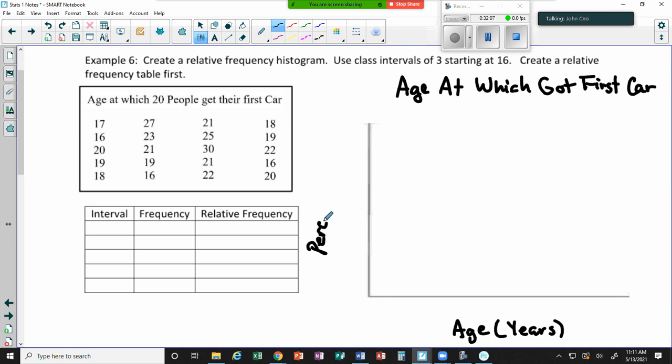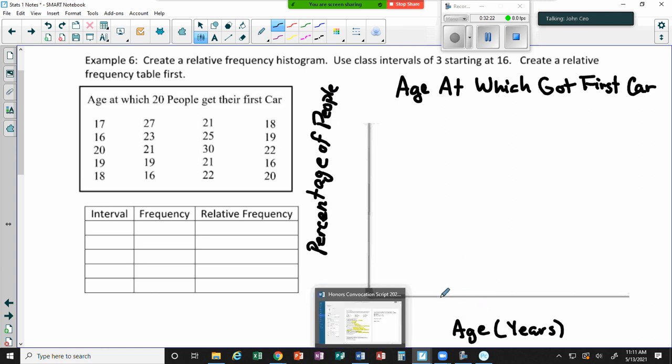Okay, and this is a relative frequency, so we're going to do percentage of people going up. Leave some room so you can put your units down when you label these. Okay, I like to do it right away because that's the one thing a lot of people forget.